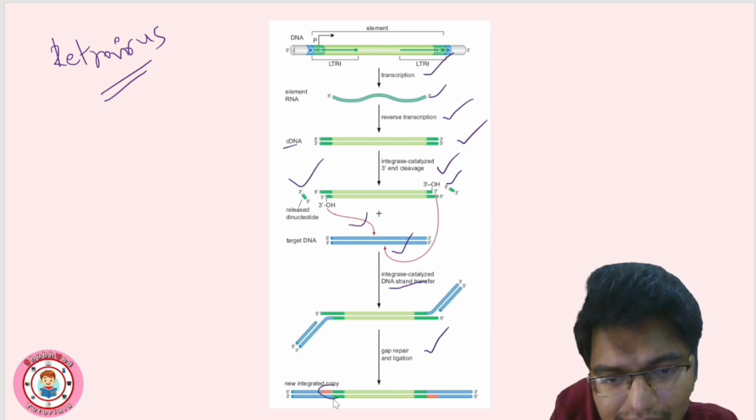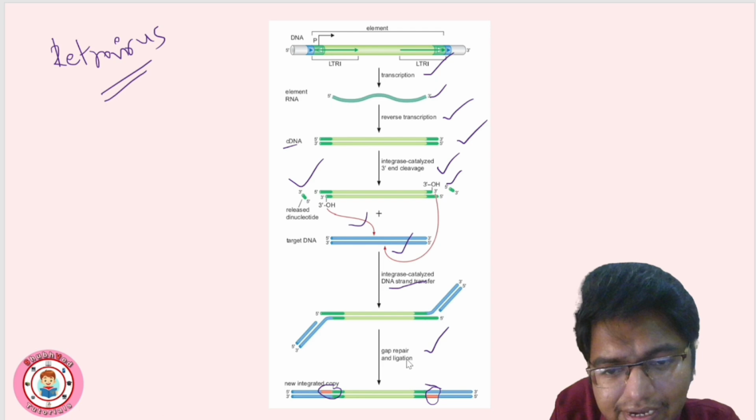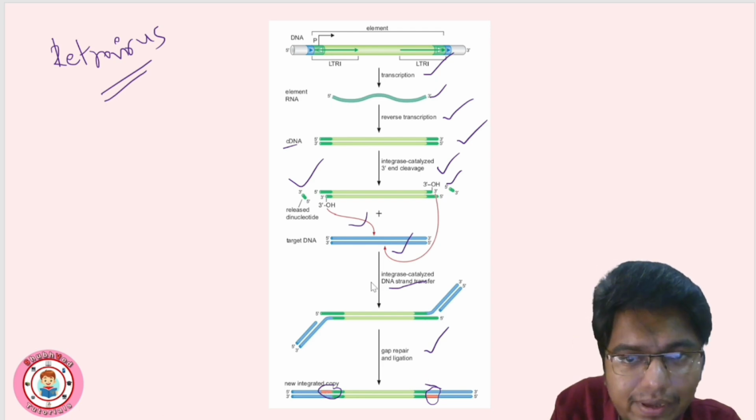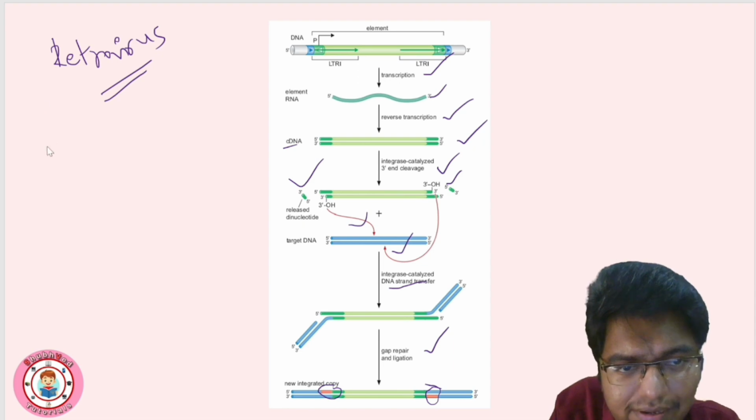And this is a new integrated copy. See this. Okay, target site duplication. Alright, this takes place by the replication, new integrated copy after ligation. After ligation, this is the copy form. This is about retrovirus. That's it. Only here important is reverse transcription.